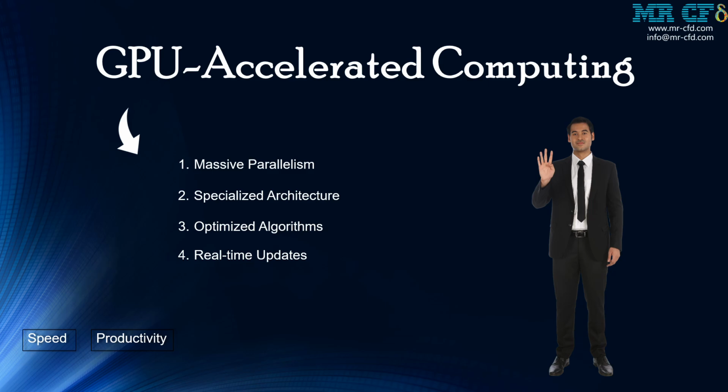3. Cost effective. Many modern computers already have powerful GPUs. Discovery Live leverages this existing hardware, potentially reducing the need for expensive, specialized computing resources. 4. Energy efficiency. GPUs can often perform simulation calculations more energy efficiently than CPUs, especially for highly parallel problems. And finally, 5. Future proofing. As GPUs continue to advance rapidly, Discovery Live is well positioned to take advantage of these improvements, becoming even faster over time.